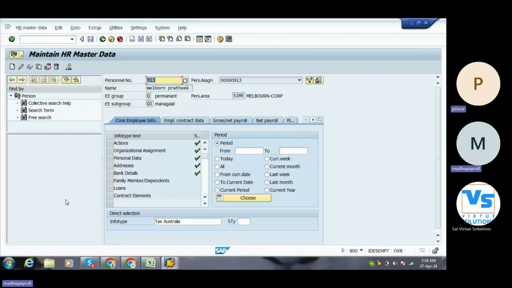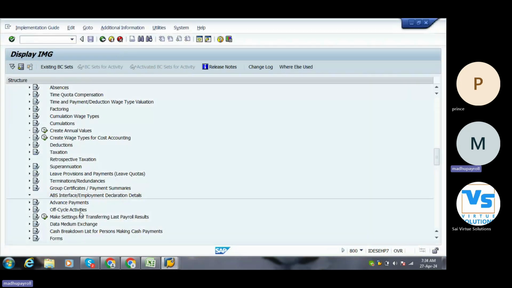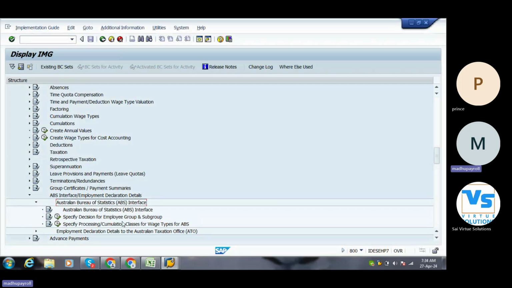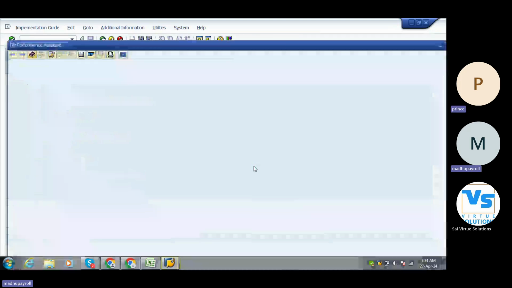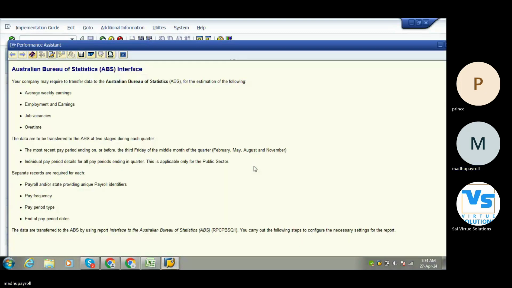In the ABS interface, what we have to do here, basically, this is the first, the Australian Bureau of Statistics interface. Any third party integration is there, we can go ahead here. If you read the documentation, you can understand what procedure we have to do. But what kind of information you are going to provide, I can show you here. Normally, is it integrated or is it sent via a platform?